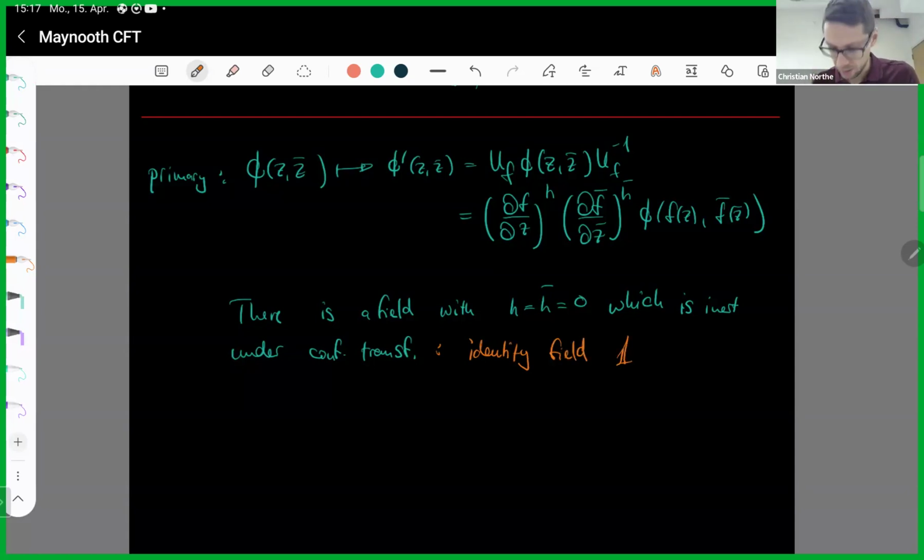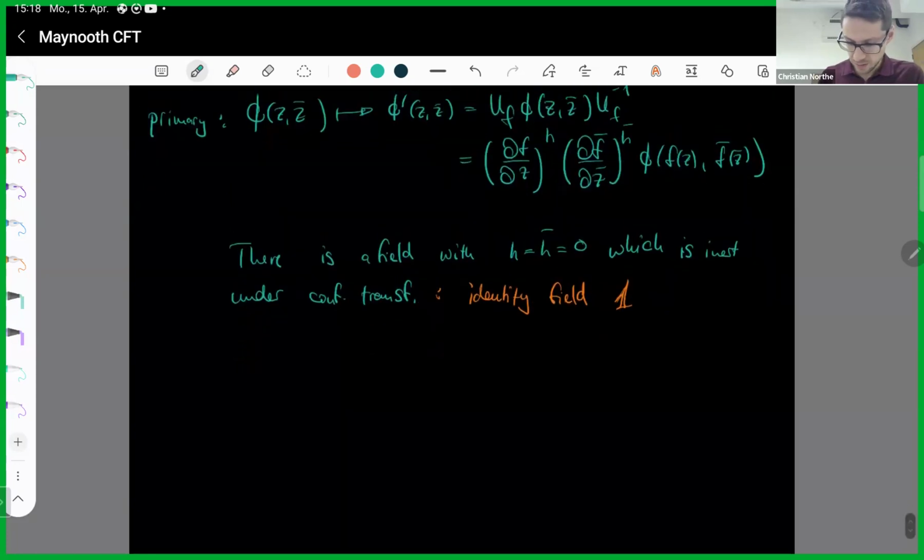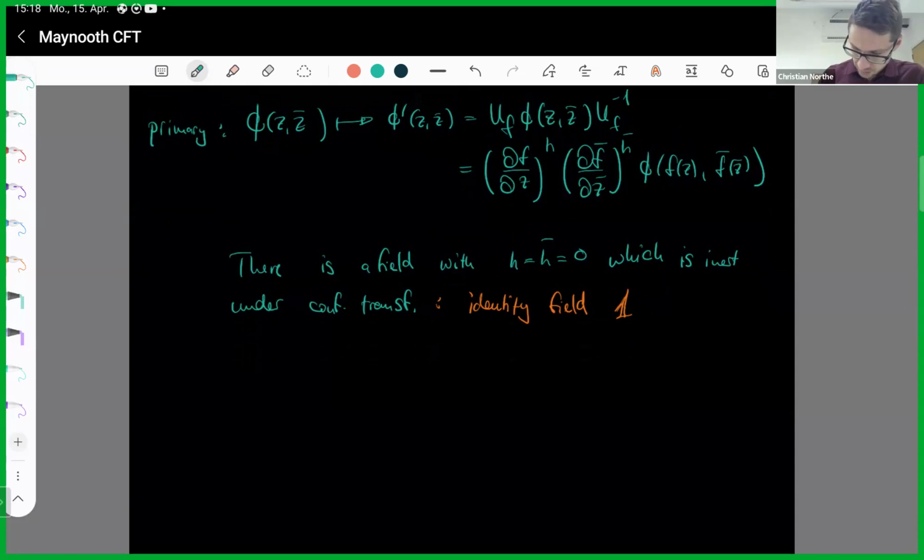I'm going to denote it by a 1, like a blackboard bold 1 in LaTeX. This field is constant in spacetime. It does not depend on z or z bar, and as such, it doesn't pick up any of these transformations. It's completely ignorant to these transformations. This field is going to be special; we're going to see that in a minute. We're going to assume that the identity field is unique. That's just a small detail. For now, you need not worry why this is the case.